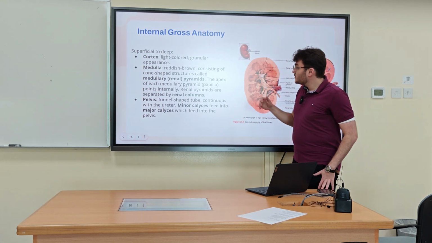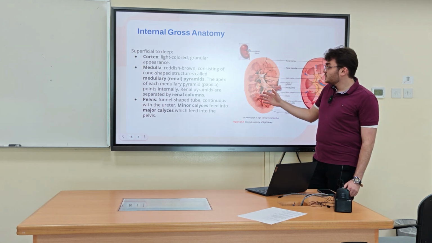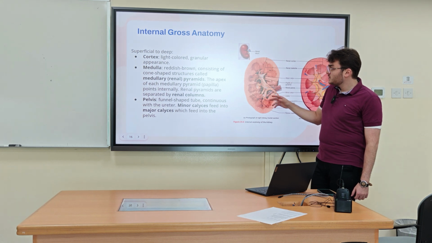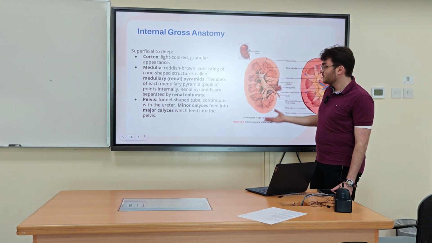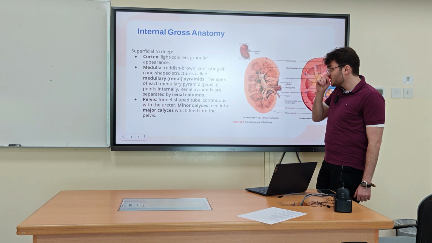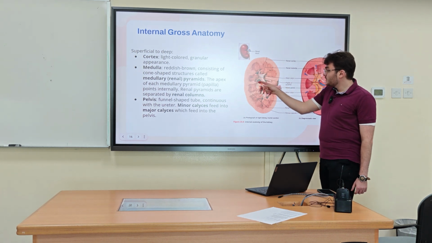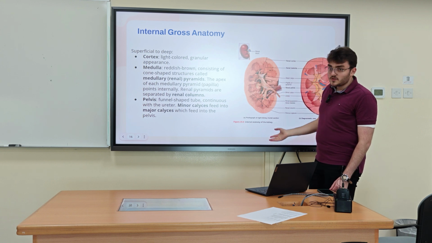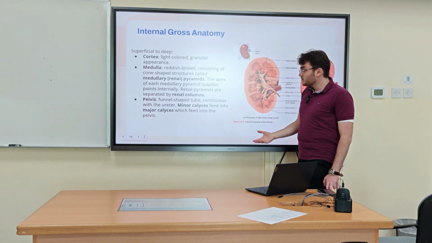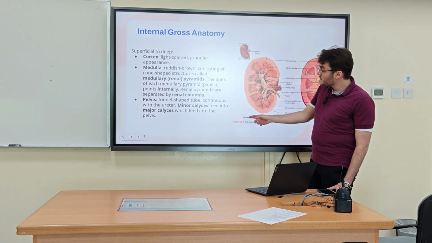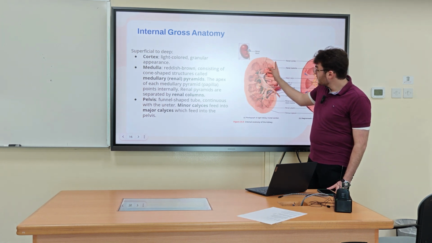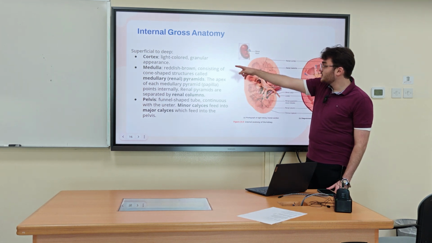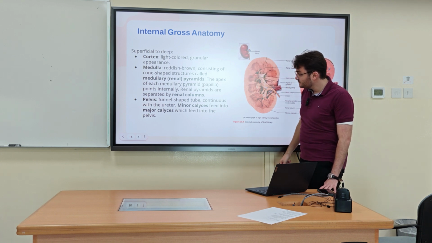Okay. So the medulla has a reddish-brown appearance. It also has a cone-shaped or pyramid appearance. At the apex of each pyramid, there exists a papilla. Now we will talk about what each papilla feeds into. And we also have the cortex. It has a granular and light-colored appearance.